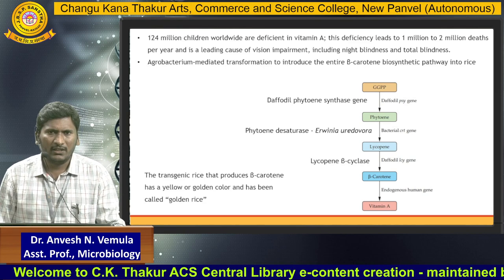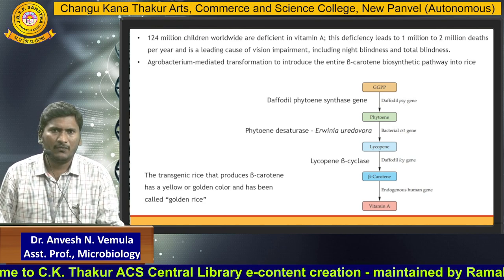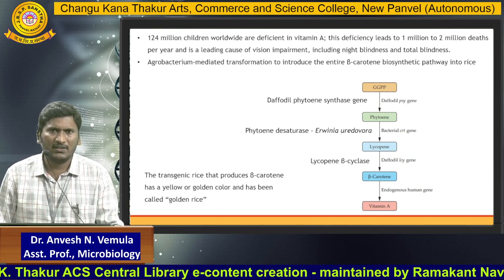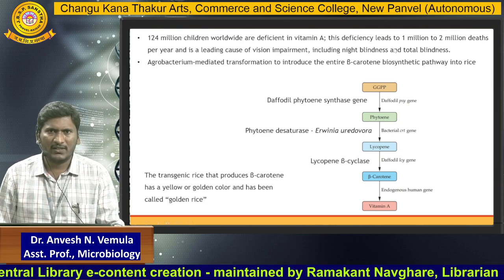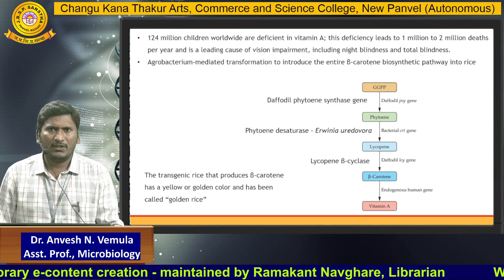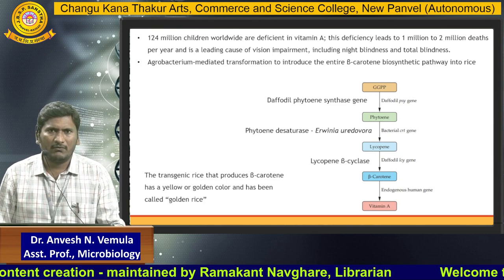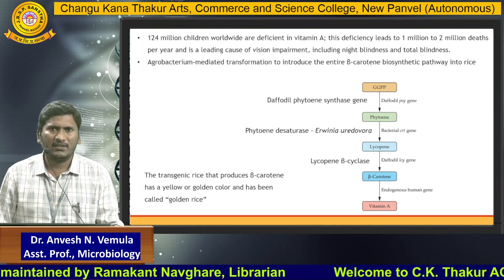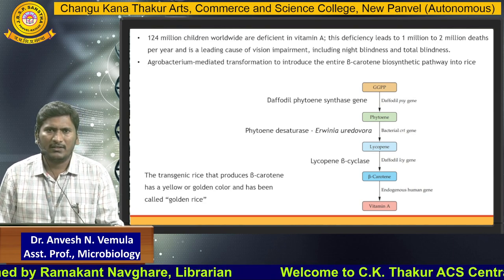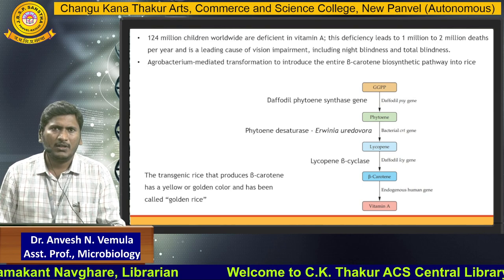The beta carotene in the human system, with the help of endogenous human genes, is converted to vitamin A. The precursor molecule in this pathway is geranylgeranyl pyrophosphate, which is converted to phytoene by the action of an enzyme called phytoene synthase. This gene or enzyme is obtained from daffodil.